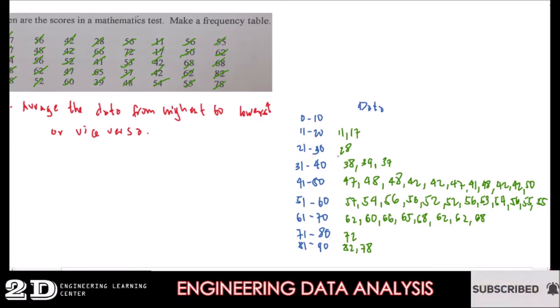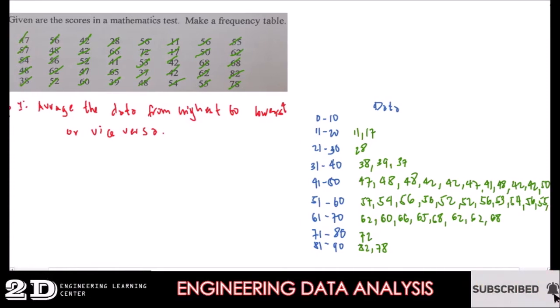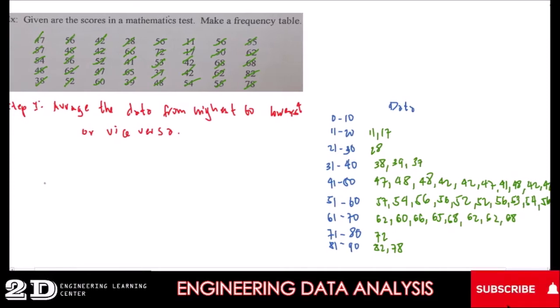Maybe during the initial counting, the first time we counted, we duplicated a count for a specific data point. Now we will arrange this from lowest to highest. So this is descending. If you want to have it ascending, it's okay, it's up to you.